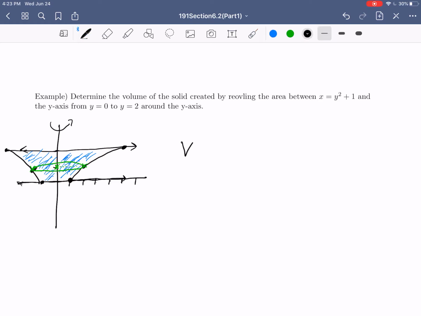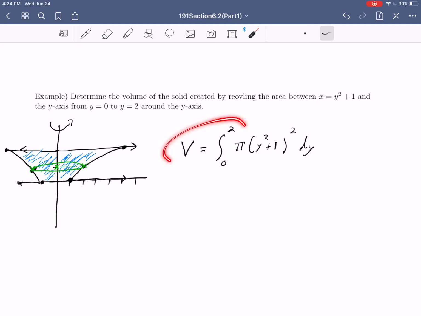Okay, so what is our volume here? Well, it's going to be an integral. These slices could happen anywhere from y equals 0 all the way up to y equals 2, so our boundaries are 0 to 2. Pi. What's the radius of these slices? Well, we're measuring from the y-axis to this function of y, so it is just going to be that function of y: y squared plus 1, squared. And then, of course, we're integrating dy. So there's our expression for the volume of this shape.